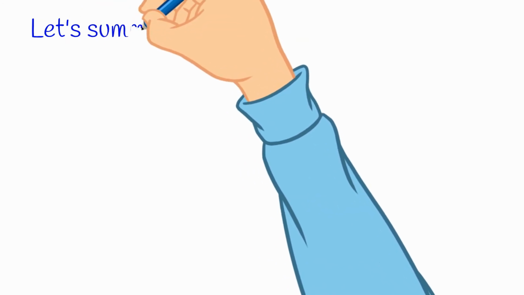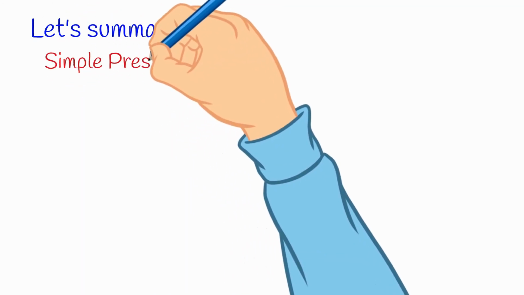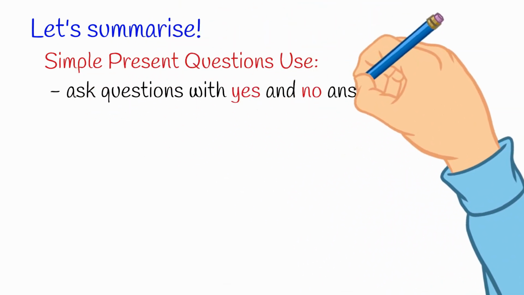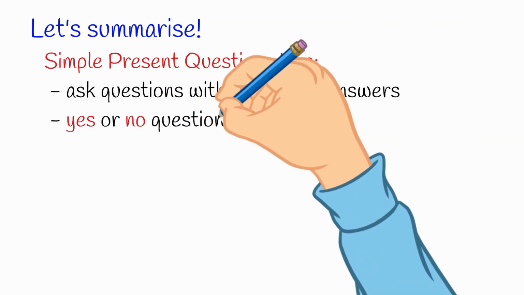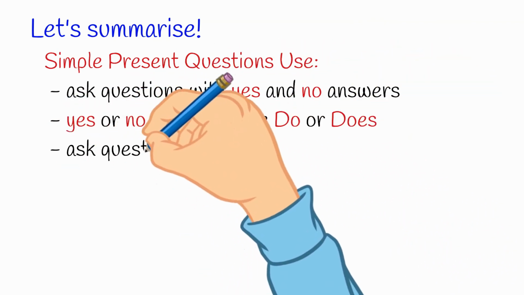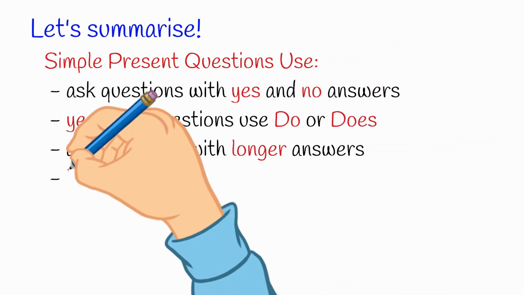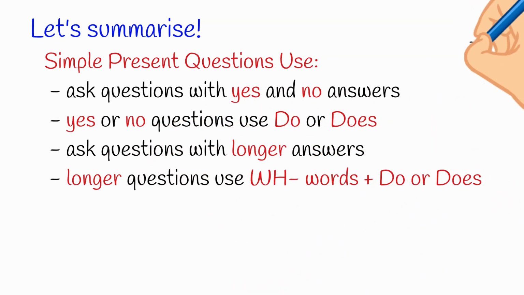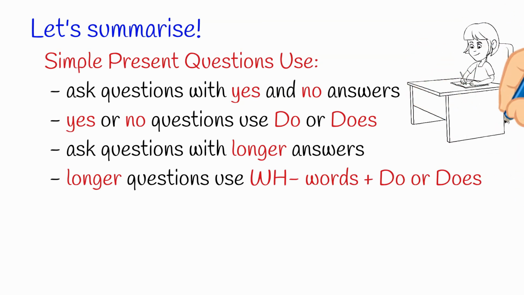Let's summarize the important points. We use simple present questions in two ways. We use them to ask questions that need a yes or a no answer. These questions start with do or does. We can also use it to ask questions that require a longer answer. These questions use WH words, followed by do or does.